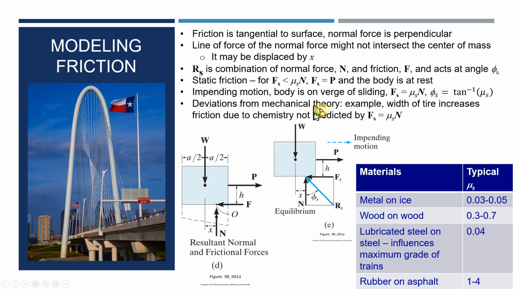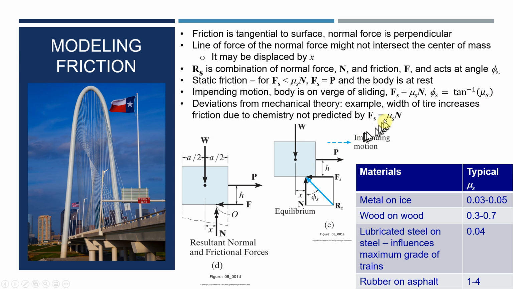When the force of friction equals the coefficient of static friction times the normal force, then it's what's called on the verge of sliding, impending motion. In this case, you have an angle. This theta angle is given by the inverse tangent of the coefficient of friction. R is the combination: when you add the frictional force and the normal force together, you get the reaction force, R.